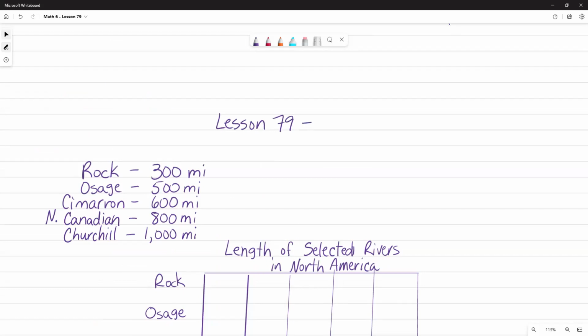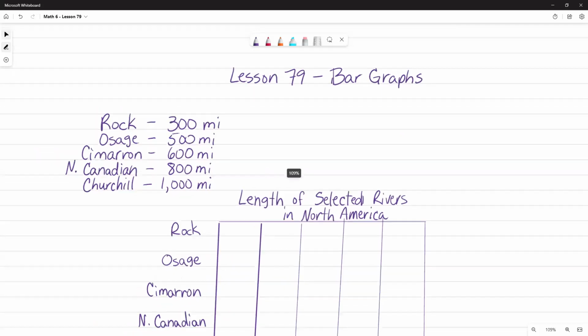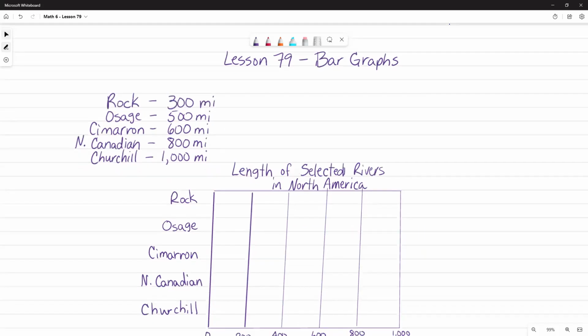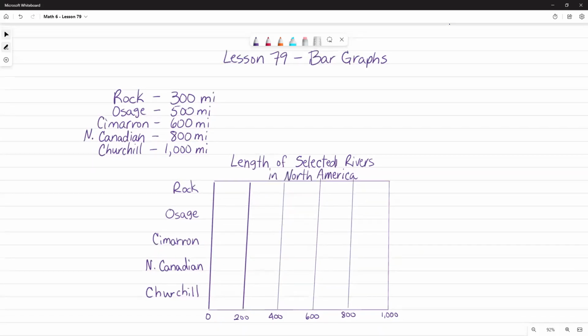This lesson introduces bar graphs, which I'm sure y'all have seen before, but this is the first time in our class. The example I've got on the screen right now is not in your book, so this is kind of an extra one to put in your notes, so you have it as an example. This is my data that I'm going to graph.